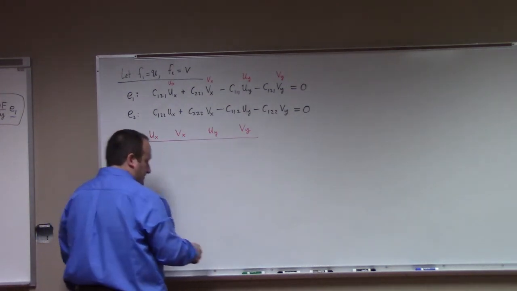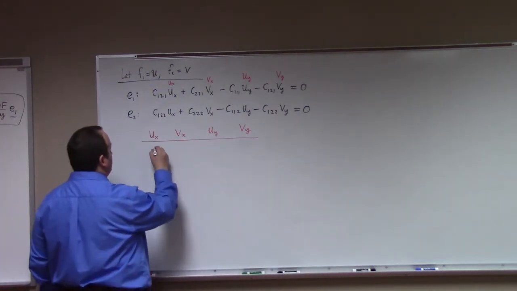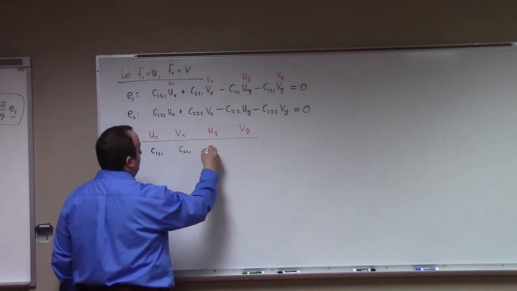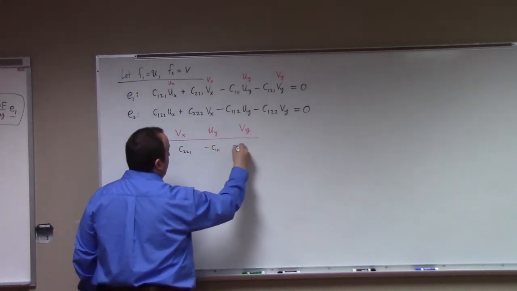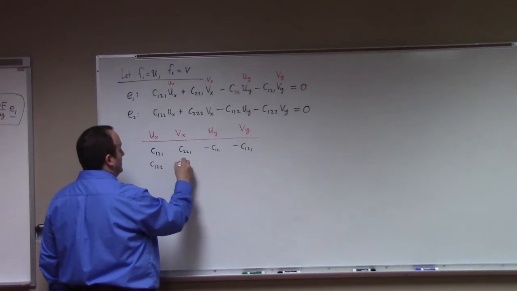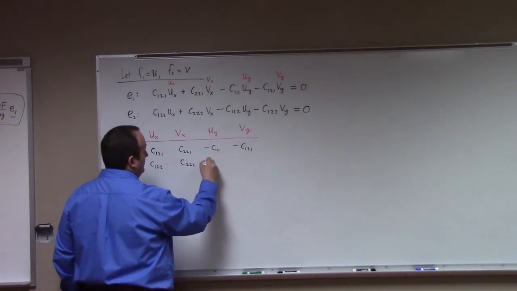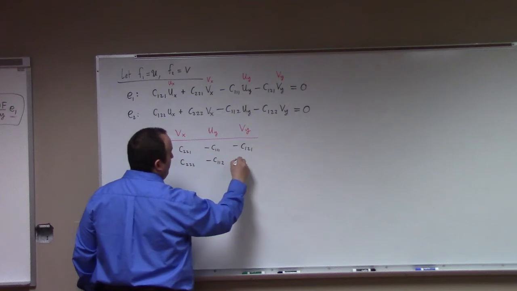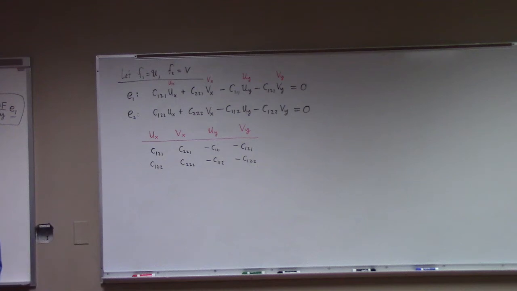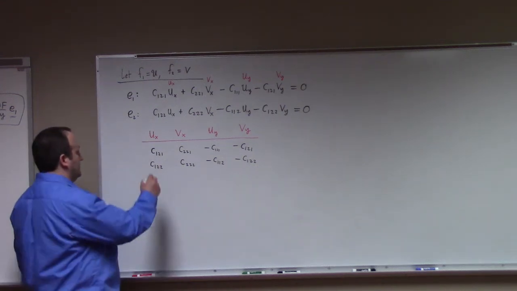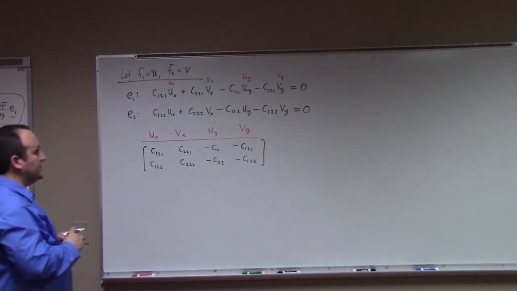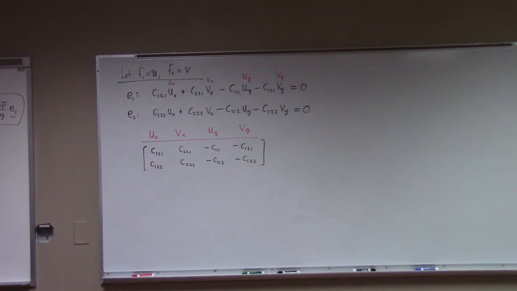What are the coefficients we got? Again, C121, C221, minus C111, minus C121, C122, C222, minus C112, minus C122. So really, you could think about what we're doing as relating to the null space of this 2x4 matrix.